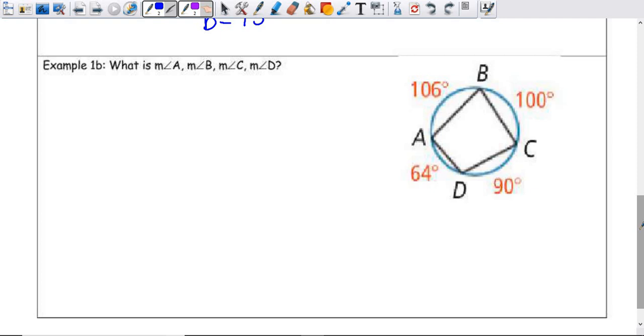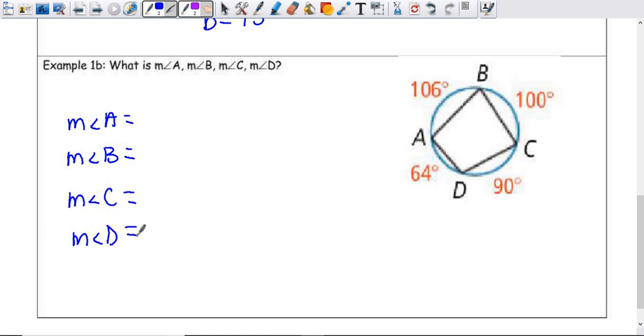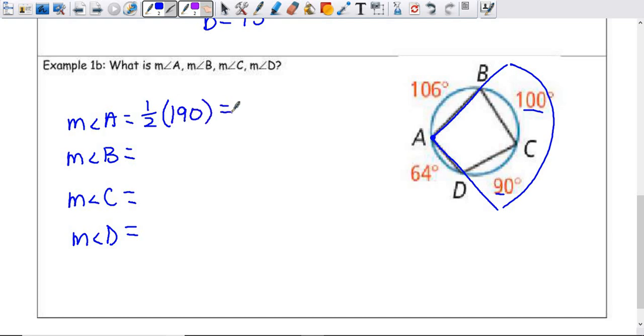All right, so let's try this example. What's the measure of angle A, B, C, and D? So angle A right here uses those chords, so I'm using all of that. I have to use the 100 and the 90. So I am doing half of 190, which is 95 degrees, okay? Half of the arc.